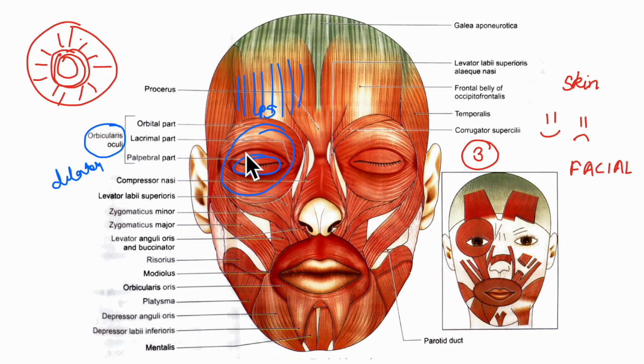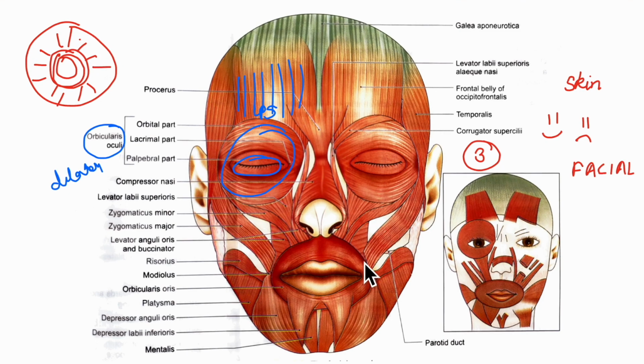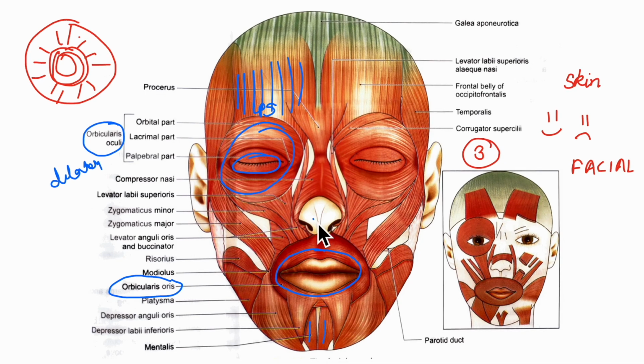Next, let's look at the sphincters and dilators of the second fissure, that is the oral fissure. For the sphincter, we have the orbicularis oris muscle that you see right here. And for the dilators, we have all the muscles surrounding the mouth except for the orbicularis oris muscle and the mentalis muscle.